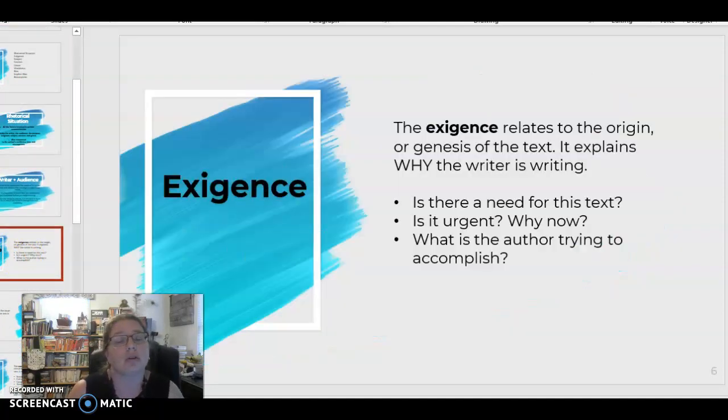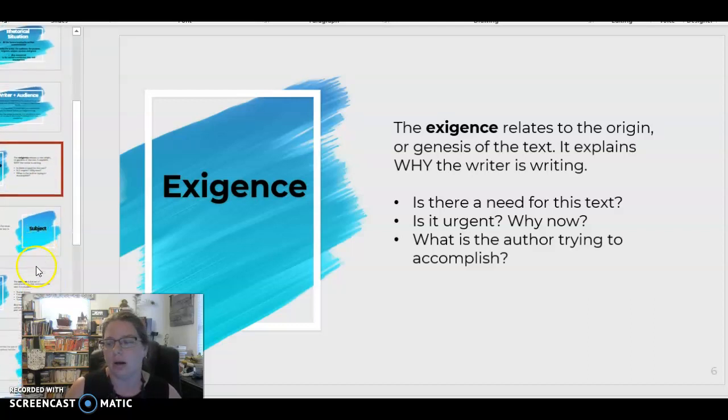You may have never heard the term exigence before. It's not a very common term, but essentially what it means is what prompted the writer to write this piece of text. What is the origin of it, or the purpose of it? Was there some event or something that happened that caused the writer to feel like this needed to be written? Is it urgent? And if it is, why is it urgent? What is happening in the larger world to make it feel like this is a need right now?